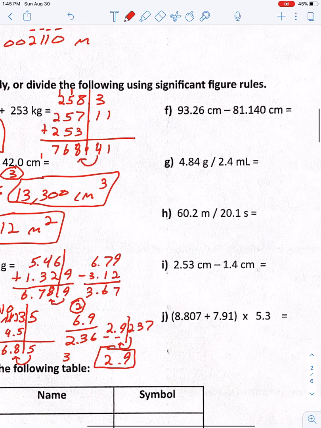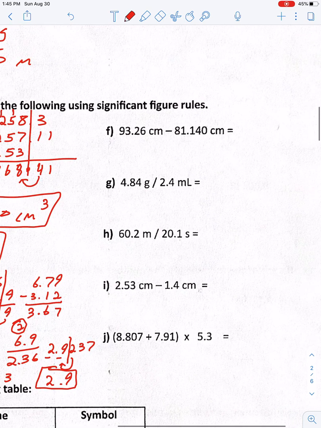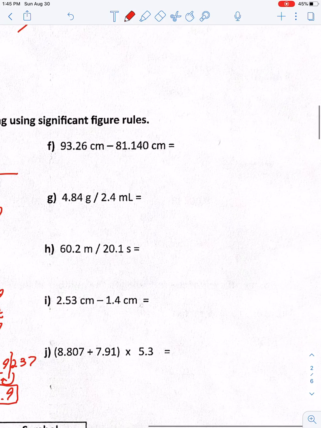Okay, so again, if I'm going fast, feel free to stop it and rewind it. I'm just trying to get through this in a relatively shorter video. So 93.26 centimeters minus 81.104. Okay, so we're doing subtraction, so I'm going to stack. So 93.26 minus 81.140.